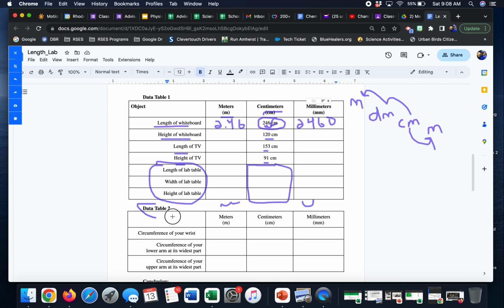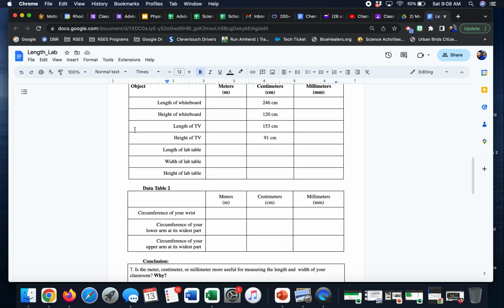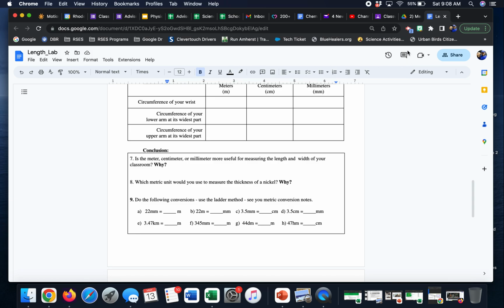You're going to do the same thing in data table 2, except you're going to be measuring circumference, which means all the way around your wrist. Then you're going to remember the circumference of the lowest part of your lower arm, the fattest part of your lower arm, so probably your forearm. If you flex it, don't flex it, that's up to you. Then the circumference of your upper arm, which probably be your biceps, again, flexed or not. You're putting your answers in the middle column. Whatever you get, you're going to move your decimal 2 to the left for the meters and 1 to the right for the millimeters. Once you have that done, you have a few conclusion questions.